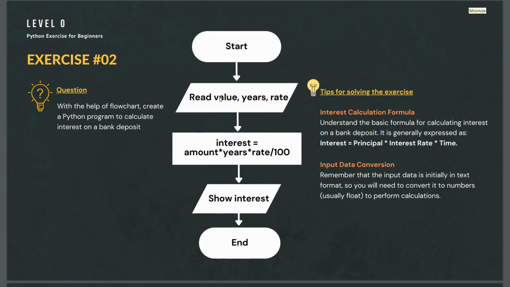Okay, so it says first we need to read the value, years and rate. Then we need to calculate the interest from the amount, years, and rate. Then we need to show the interest. So we have some tips here that we can use to help us solve this problem. So let's try to solve this. Let's jump into our VS Code and start solving the problem immediately.